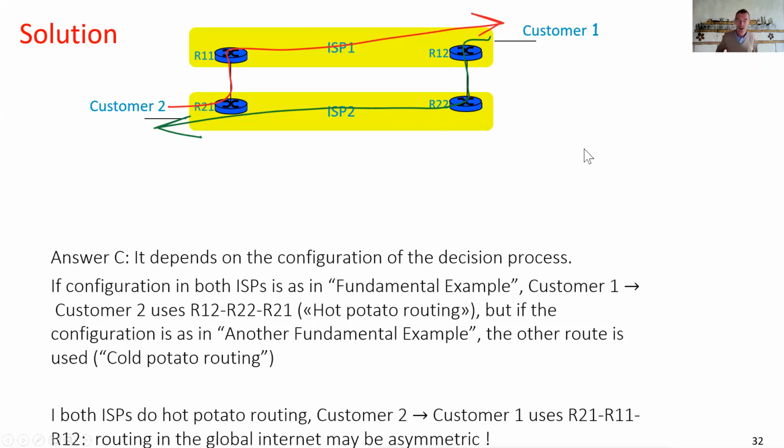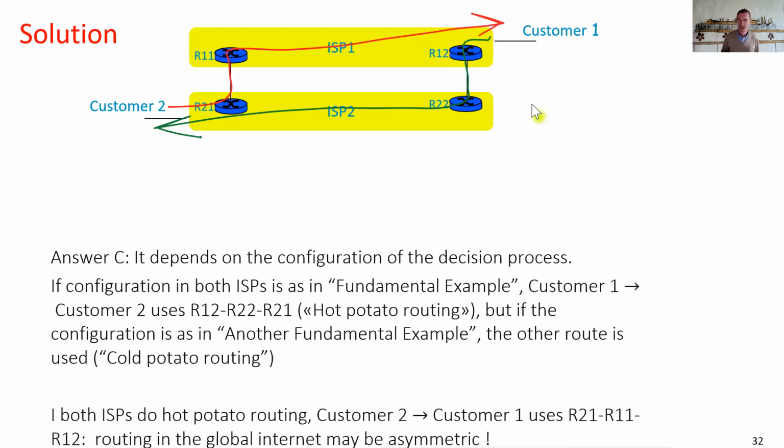But we had seen another case where the routes were advertised only locally. So in that case, only R21 would advertise a route to R11, R22 would not. So in such a case, iBGP would be preferred inside ISP1, and the route would go via the long distance. So the take-home message is, it depends on the configuration of the decision process. The case that is very frequent is the first case.